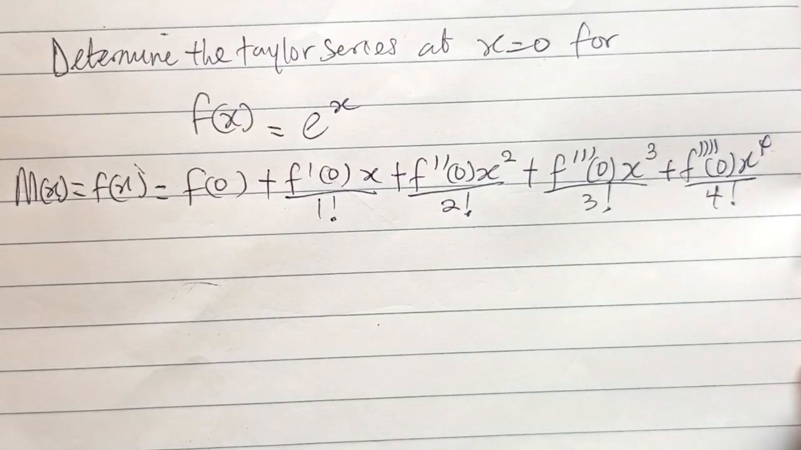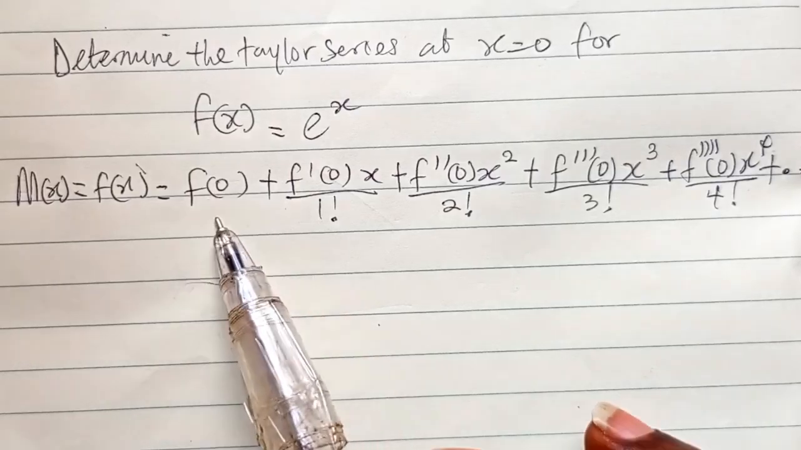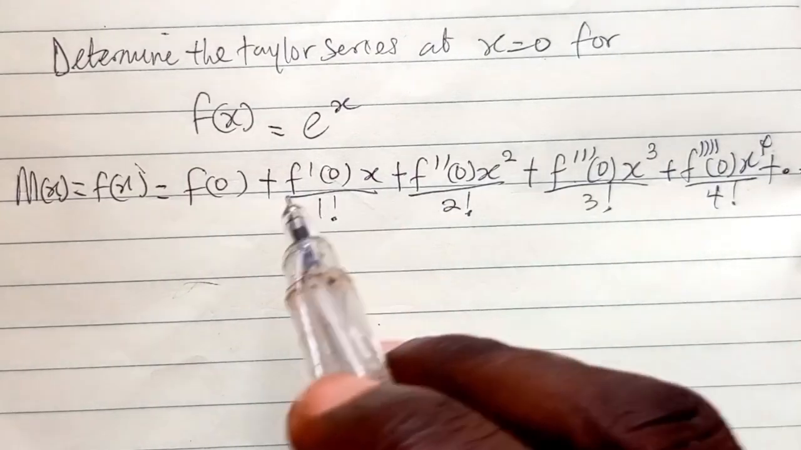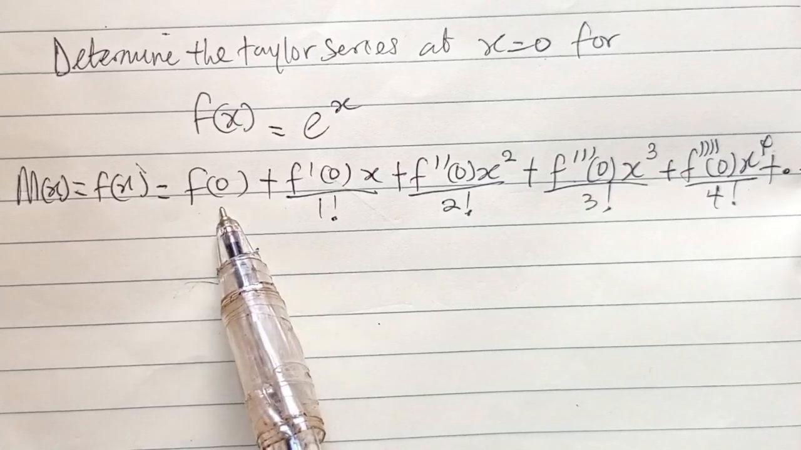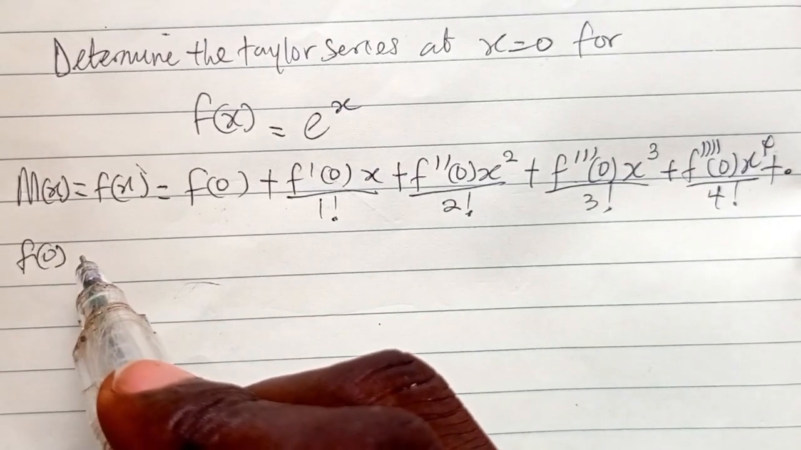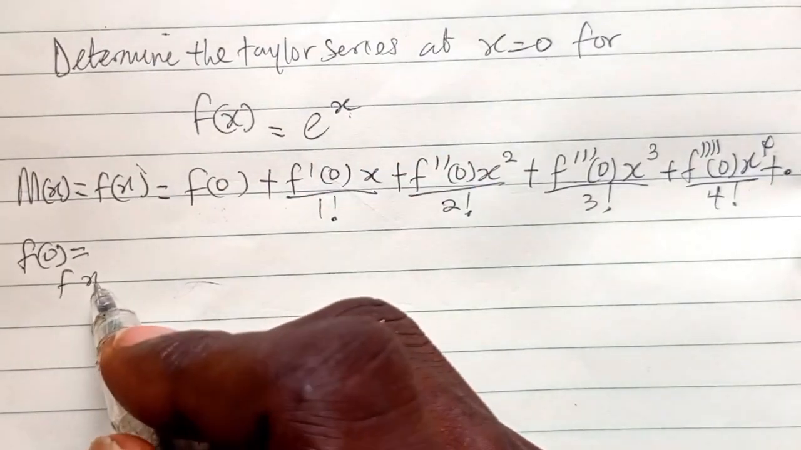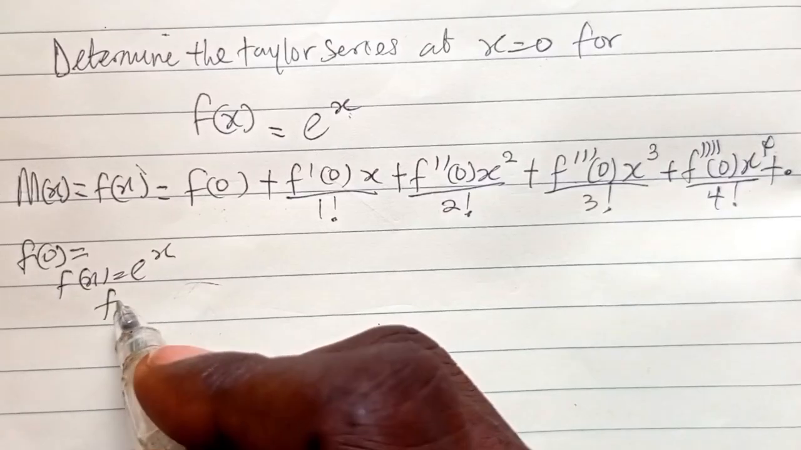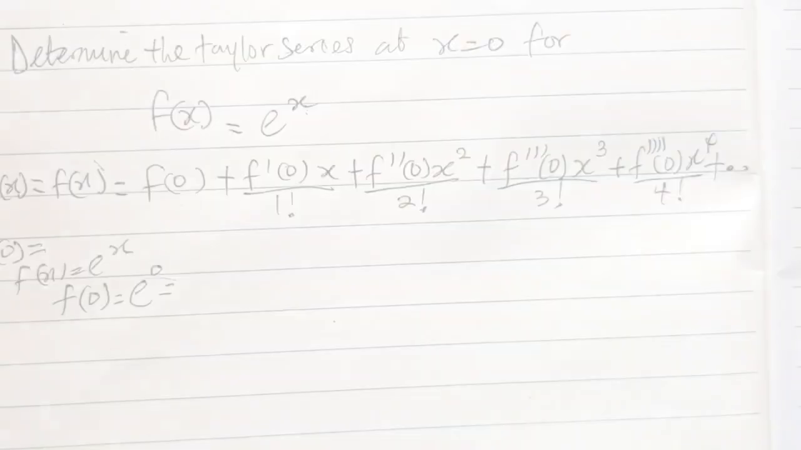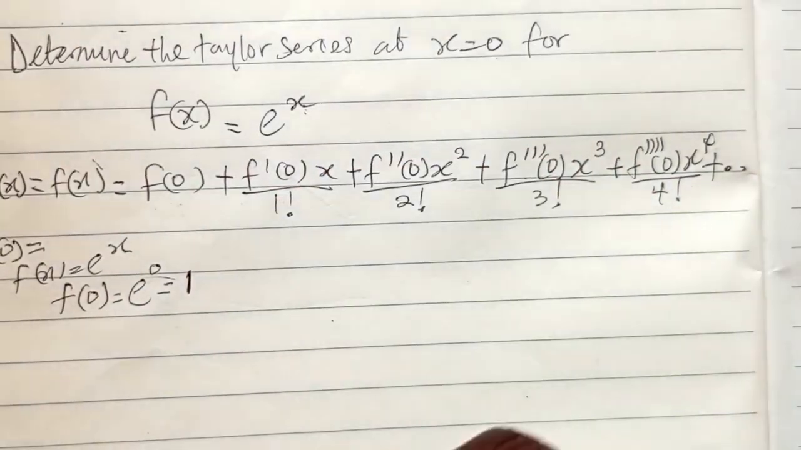At this point, don't bother yourself doing up to 5 times. 4 is okay. Now let's get the differentials. You see that you have f of 0 here, so you're going to do f of 0 first. Look at the function that they give to you: f of x is e to the power x. So f of 0 now will be, just put 0 here, e to the power 0. On your calculator, exponential of 0 will give you 1. So exponential of 0 is 1.